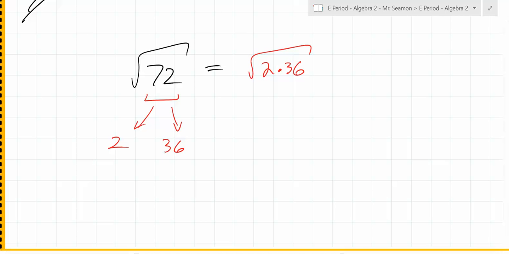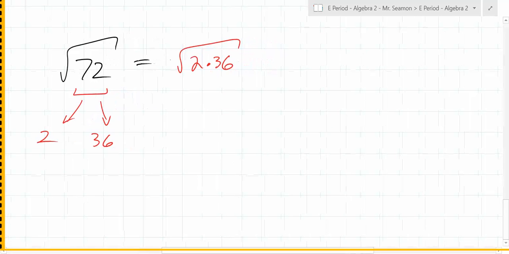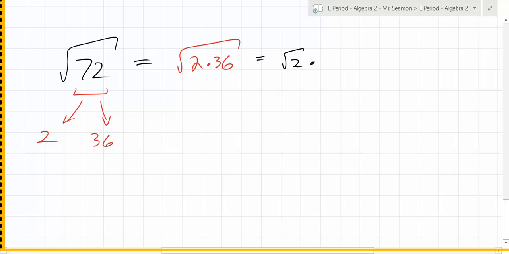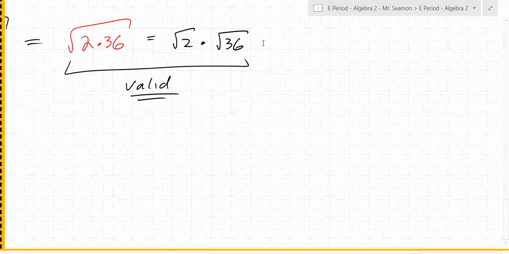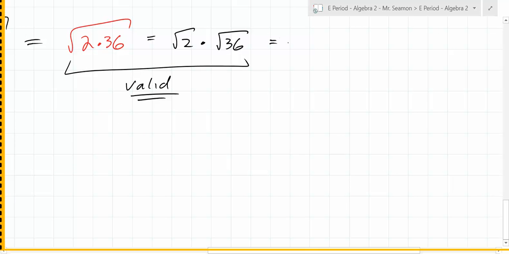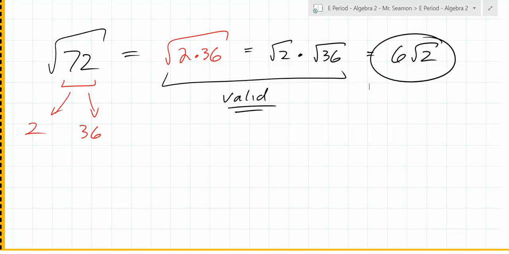So here's the first simplifying radical expressions rule that you have. If you have the square root of 2 things multiplied together, you can write it as the square root of 2 times the square root of 36. This is valid. You are allowed to do this. Absolutely. But what is the square root of 36? 6. So this simplifies to 6 square roots of 2. This would be the most simplified form of the square root of 72.